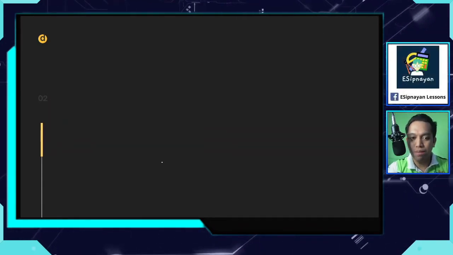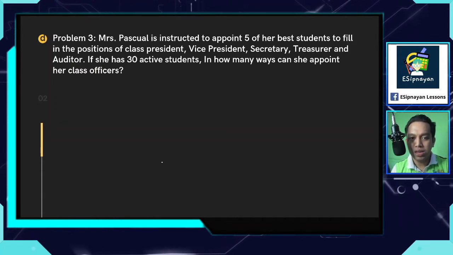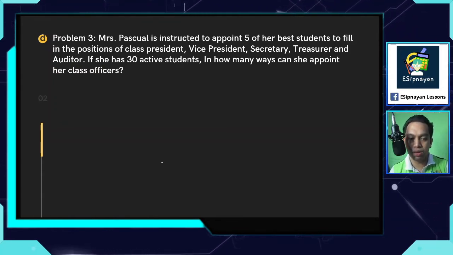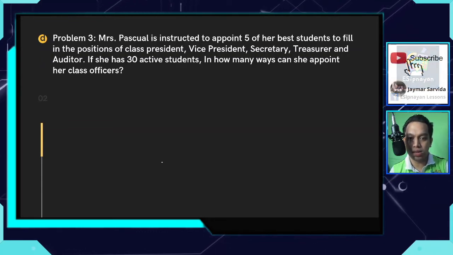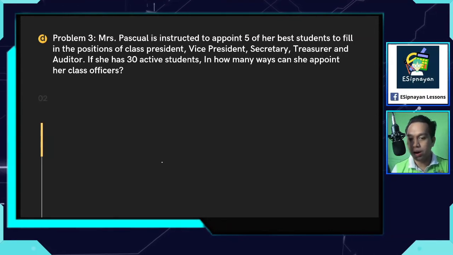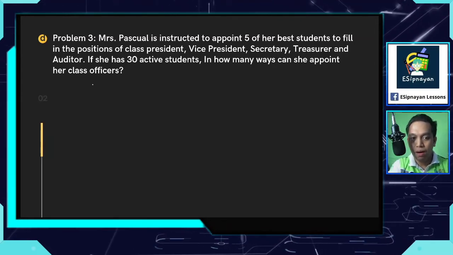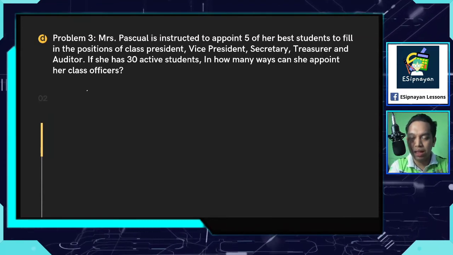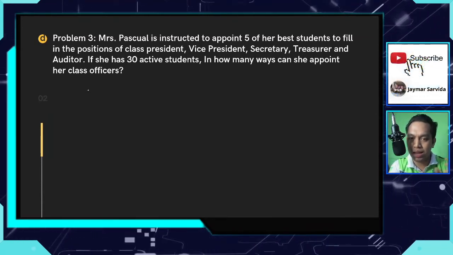Okay? Number 3. Mrs. Pascual is instructed to appoint 5 of her best students to fill in the positions of class president, vice president, secretary, treasurer, and auditor. If she has 30 active students, in how many ways can she appoint her class officers? Okay, so una dito, ano ba yung gagamitin natin? Permutation or combination sa ating analysis?